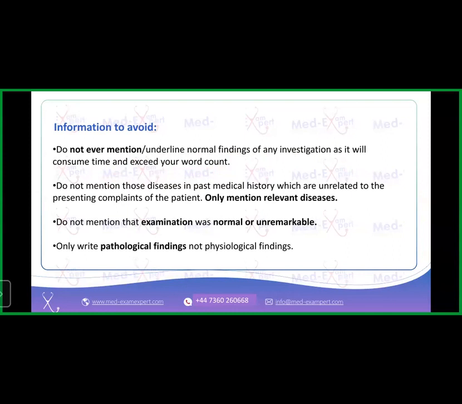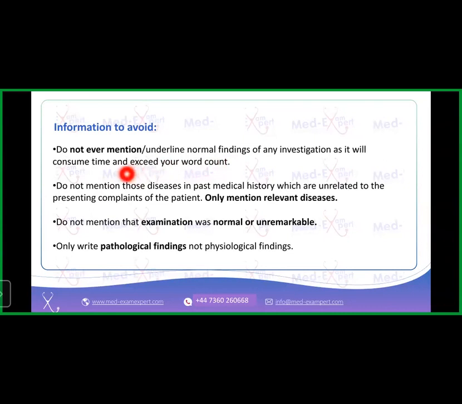And they give me letters to mark, and I see that the major mistake the students make is they write the normal findings. For example, if a patient visited and in the case notes it's written that his examination was normal, his abdominal examination was normal, and other things were normal, you don't have to mention that. So basically, you only have to write the pathological findings, not the physiological findings.